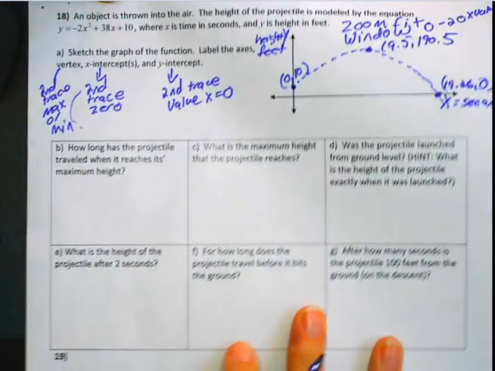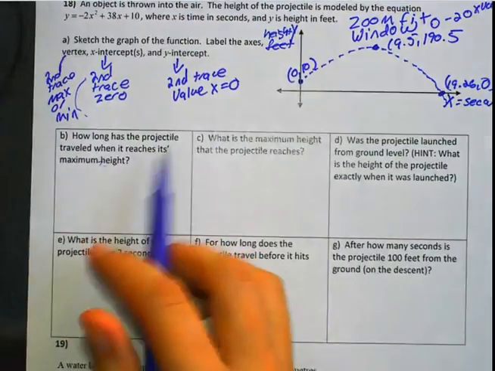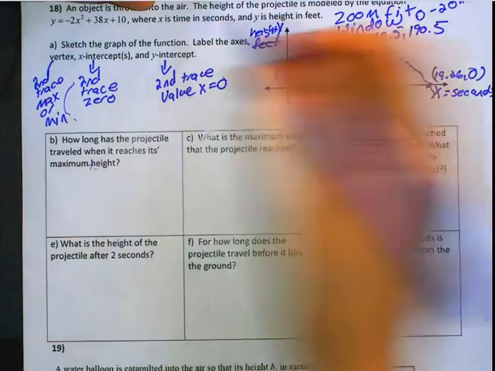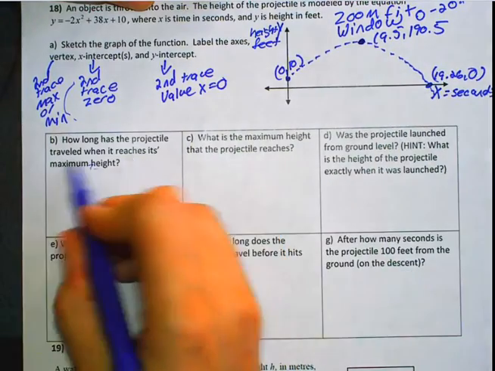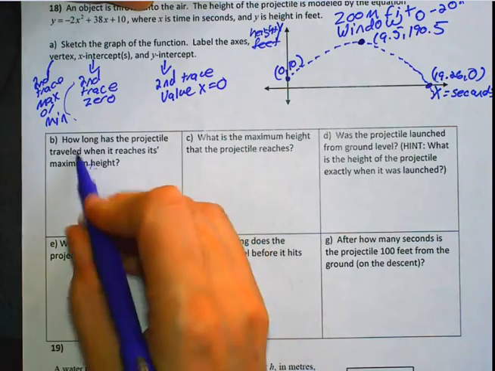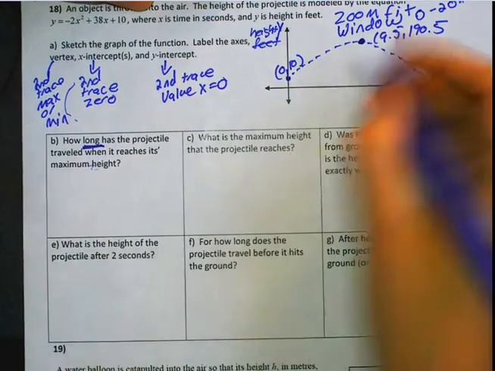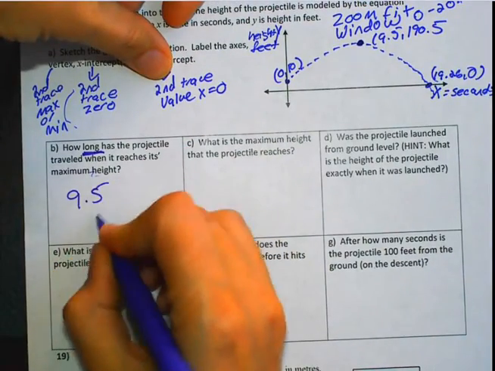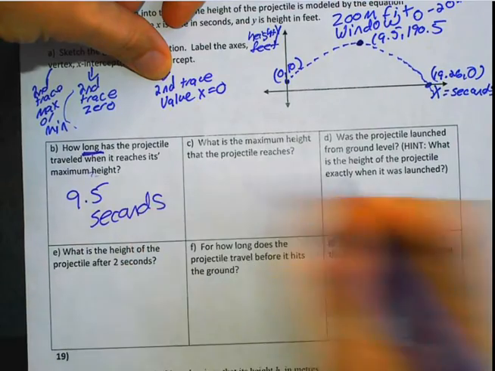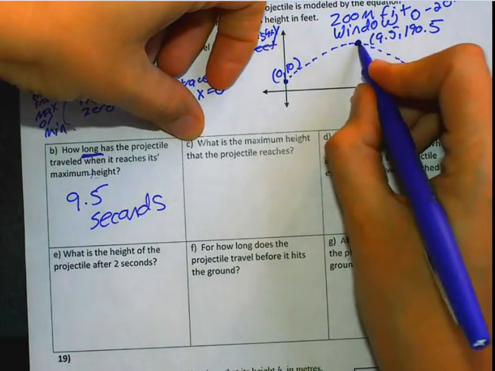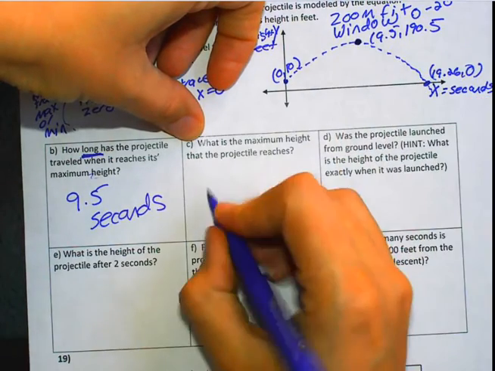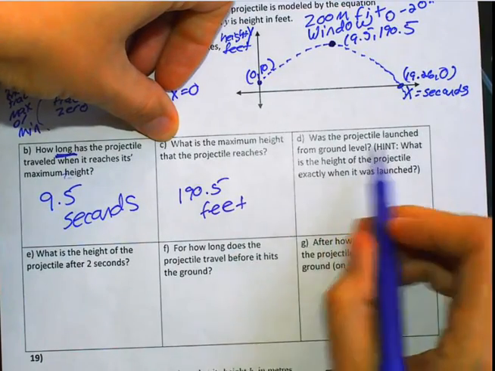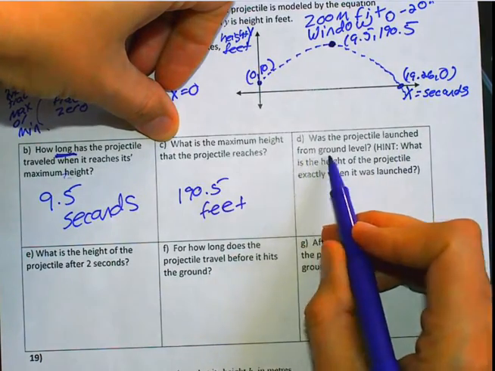All right, let's read the first question. How long has the projectile traveled when it reaches the maximum height? So the maximum height is here. Remember that our x is in seconds, so it wants to know how long, which is time. So the time that it traveled when it reaches the maximum height is 9.5 seconds. What is the maximum height? We just talked about that, the maximum height was that vertex right there, so that's 190.5 feet.